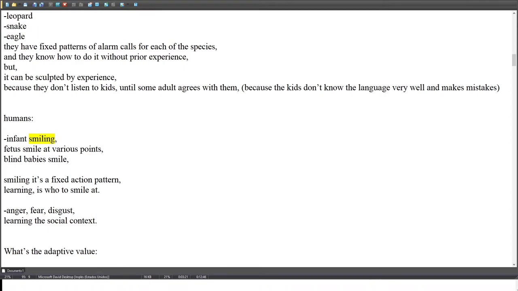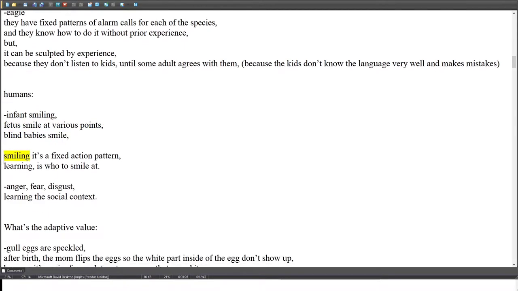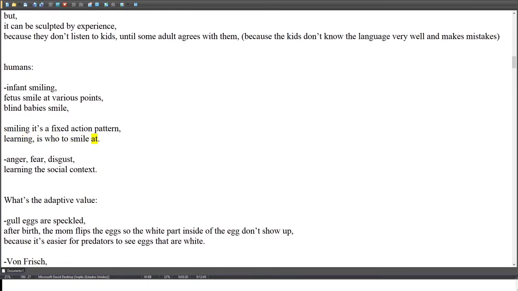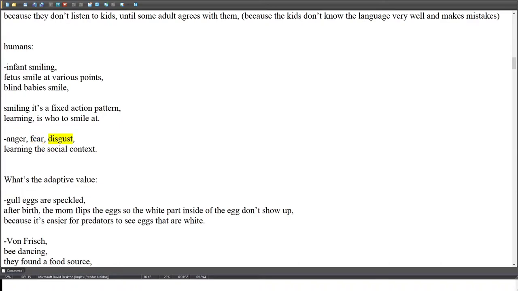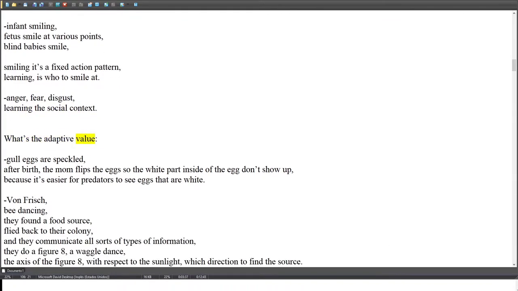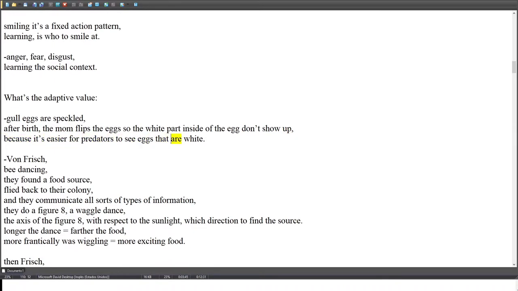Humans: infant smiling. A fetus smiles at various points, and a blind baby smiles. Smiling is a fixed action pattern. Learning is who to smile at. Anger, fear, disgust: learning the social context. What's the adaptive value? Gull eggs are speckled. After birth, the mom flips the eggshell so the white part inside doesn't show up, because it's easier for predators to see white eggs.